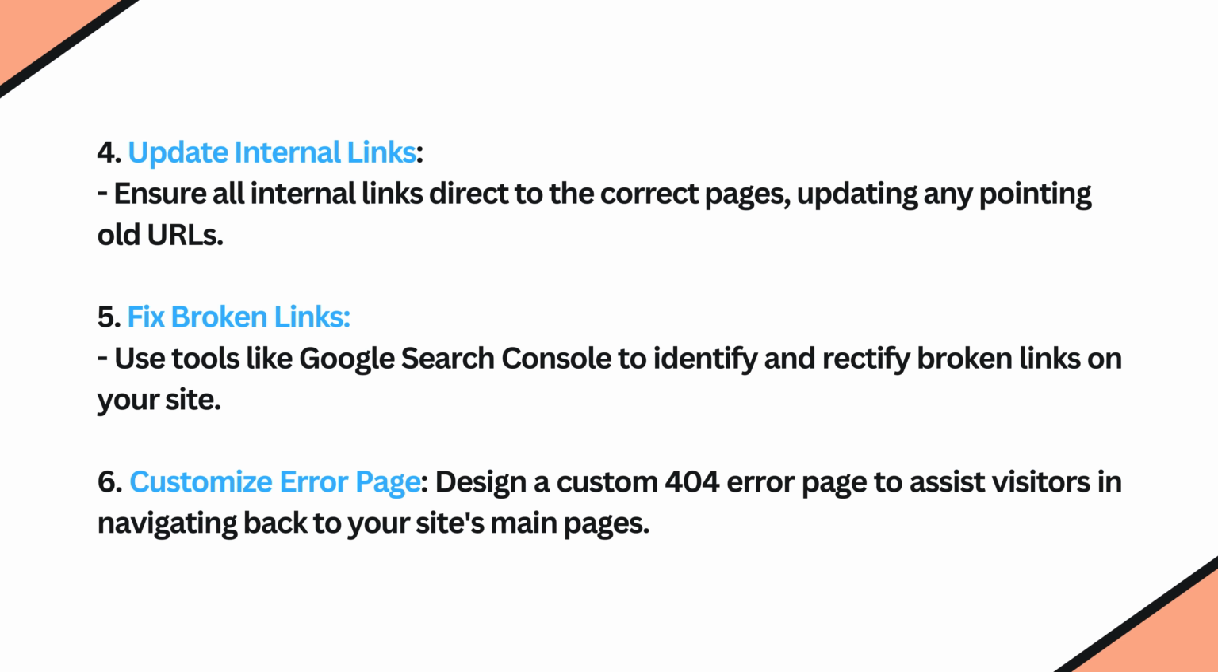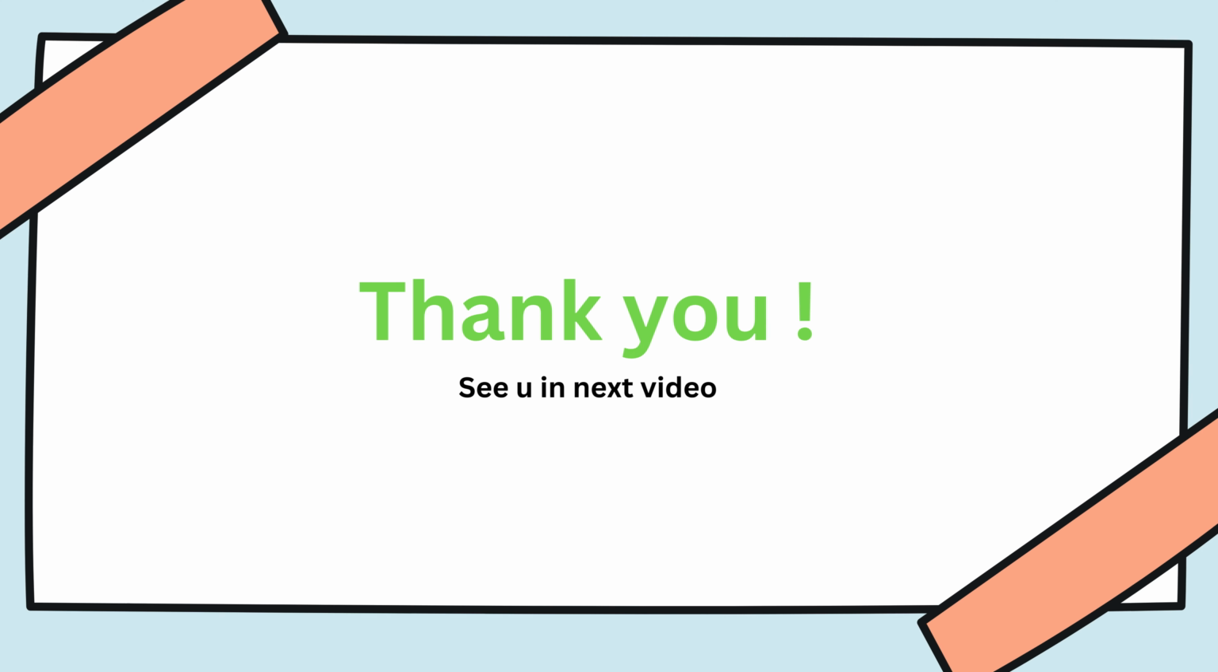4. Update internal links. Ensure all internal links direct to the correct pages, updating any pointing to old URLs. 5. Fix broken links. Use tools like Google Search Console to identify and rectify broken links on your site. 6. Customize error page.